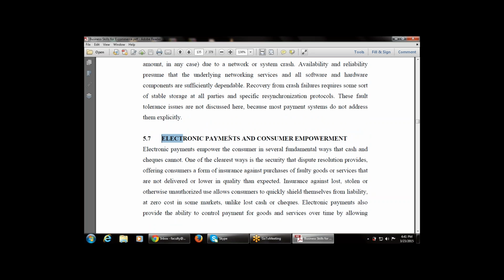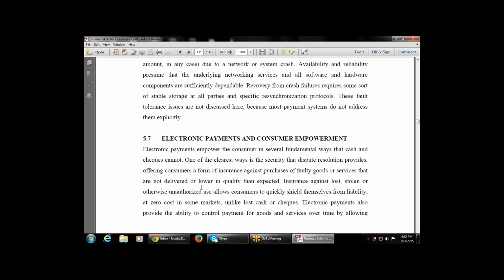Then the next topic that we have studied is e-payments and consumer empowerment. This is just a theoretical topic that we have studied, that how e-payment systems empower the consumer in different ways. Empower means how they encourage the consumer in several fundamental ways that check and cash cannot provide. That is how the e-payment system is useful to different customers, which is not provided by cash and check. One of the clearest ways is the security that dispute resolution provides, offering consumers a form of insurance against purchases of faulty goods or services that are not delivered or lower in quality than expected.